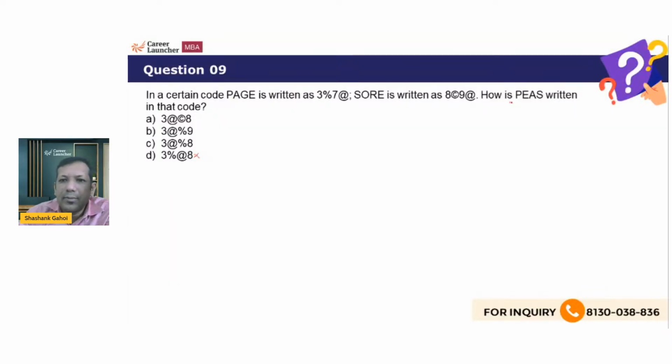P is 3. That is here. P is what? 3. E is what? At the rate. If you can see, E is at the rate. A is what? Percent. So A is percent. S is what? 8. So that gives us option C. Got the answer.